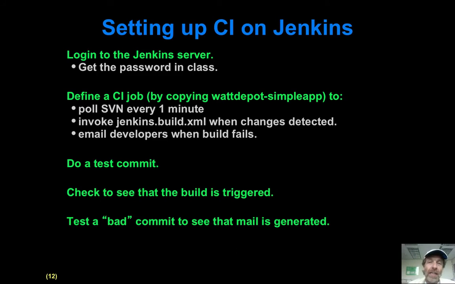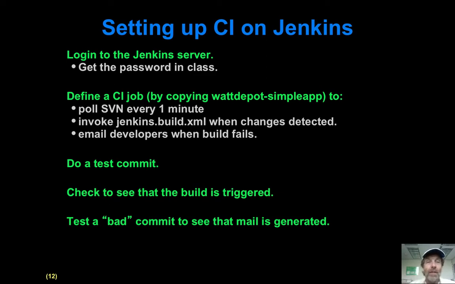Okay, so setting up continuous integration, you've got to log into a Jenkins server. I'll give you the password in class for how to do that. You define a continuous integration job for your project, and the easiest way to do it is to simply copy the WattDepot Simple App job, which I've got set up, and it'll do almost everything that you need it to do. I'll go through that in a second.